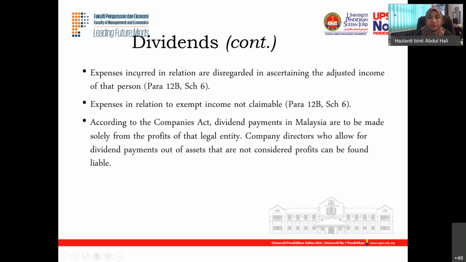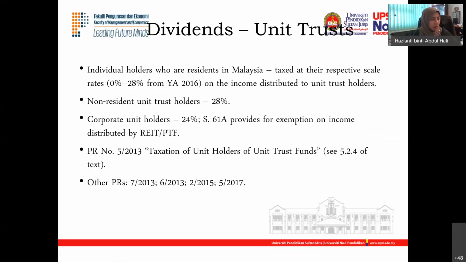And expenses incurred in relation to the dividends are disregarded in ascertaining the adjusted income of that person. So expenses in relation to exempt income are not claimable. So dividend payments in Malaysia are to be made solely from the profits of the legal entity. All right. So this is not much computation for our dividends. All right.